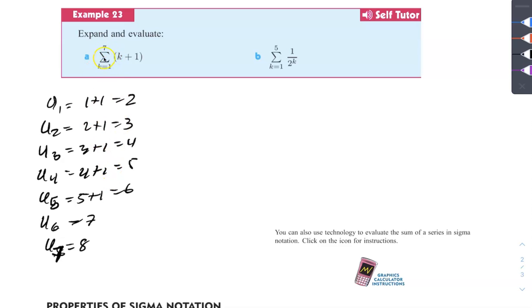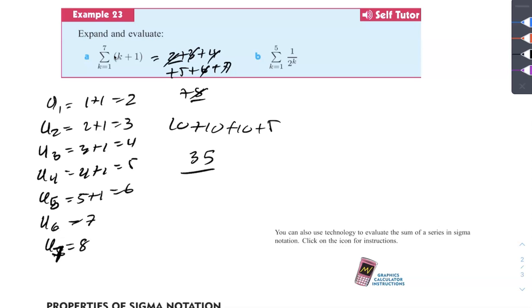And now remember what the sigma means. The reason I stopped at 7 is because that's what the number on top was. All the sigma means is add them all up. So to find this, I'm just going to add 2 plus 3 plus 4 plus 5 plus 6 plus 7 plus 8. So let's see, 2 and 8 is 10. 3 and 7 is 10. 4 and 6 is 10. And then we have 5. So I get 35.